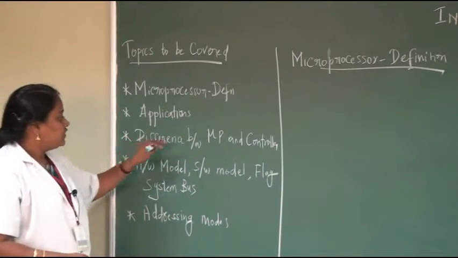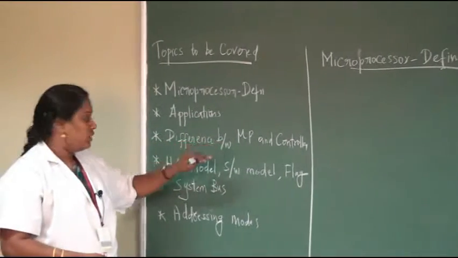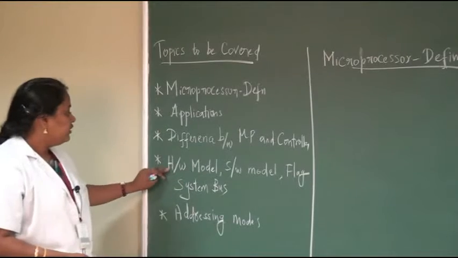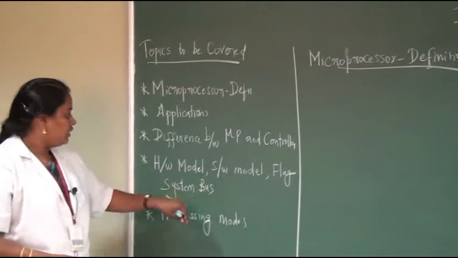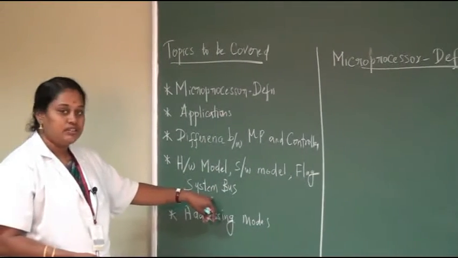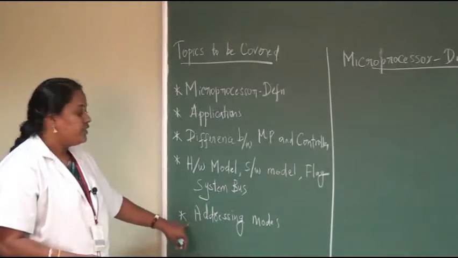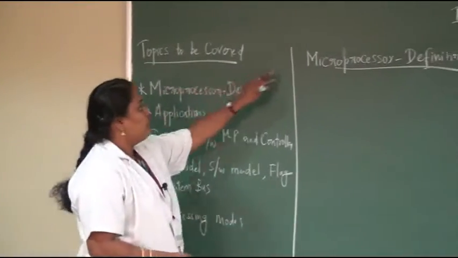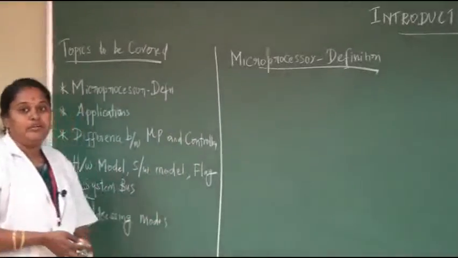The topics to be covered are the definition of microprocessor and applications of microprocessor. And we are going to see the difference between microprocessor and microcontroller. After that, the hardware model, software model, and the flag register, the system bus in a processor, and addressing modes. So what do you mean by a microprocessor?